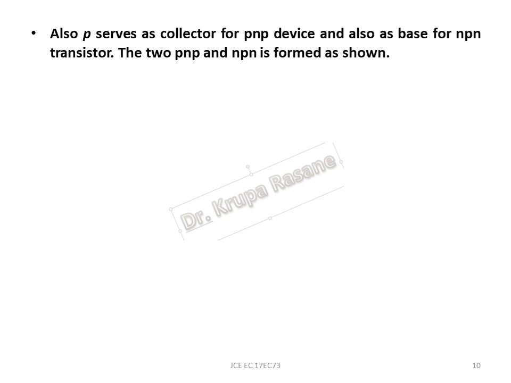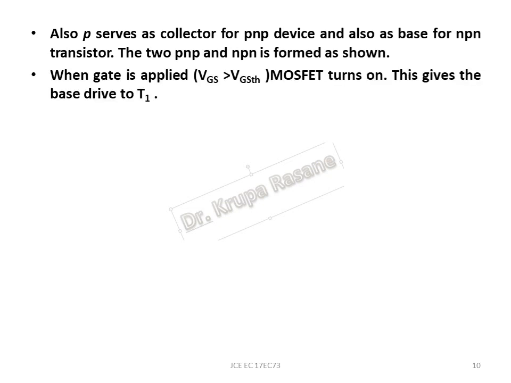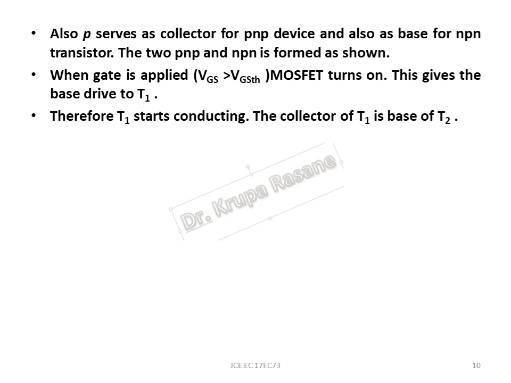So what we see is basically the P serves as the collector for the PNP device and also as the base for the NPN device. Okay, so that's how the equivalent circuit works, and the two, PNP and NPN, are formed as shown earlier. When the gate is applied with VGS greater than VGS-TH, the MOSFET turns on. This gives the base drive to the transistor, which is connected to the collector-emitter transistor. Therefore, T1 starts conducting. The collector of T1 is the base of T2.